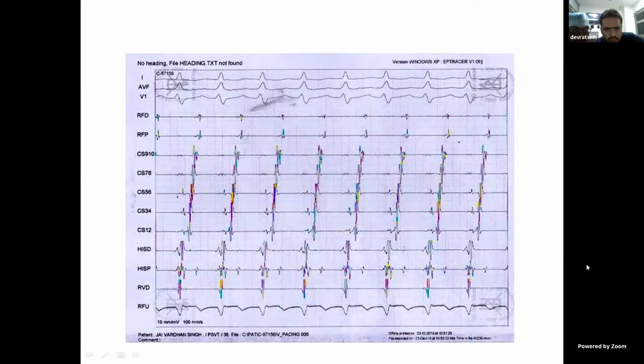So does it look like AVNRT to you? It is not AVNRT, sir. Excellent, it is not AVNRT. Now how is the CS getting activated? Eccentric activation is there. Very good. So if you look at the CS, clearly it is going from bottom to top, bottom to top.